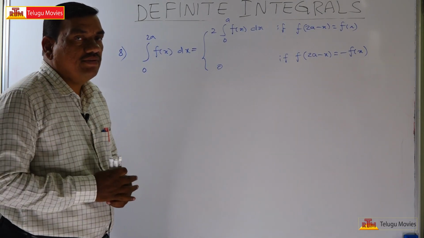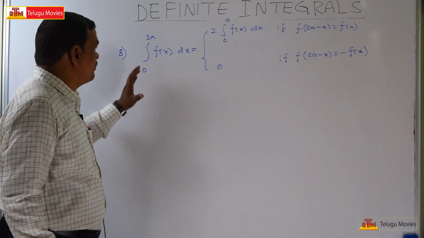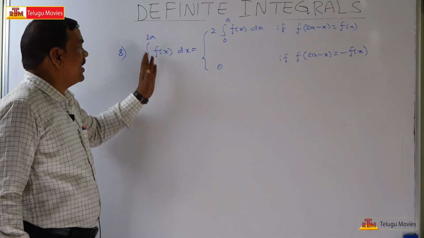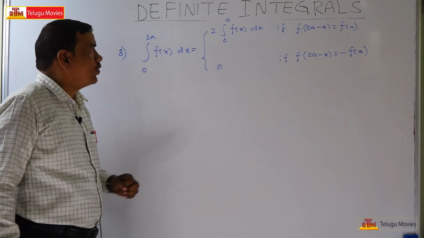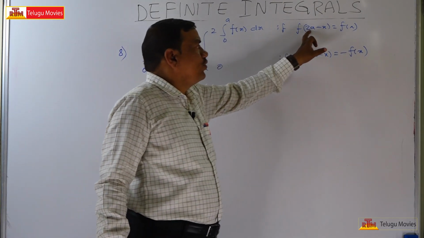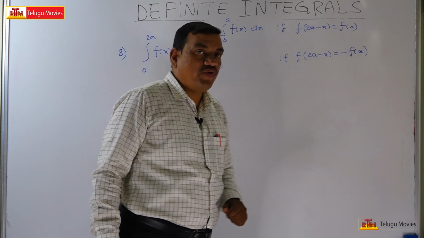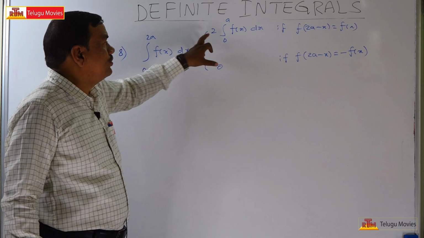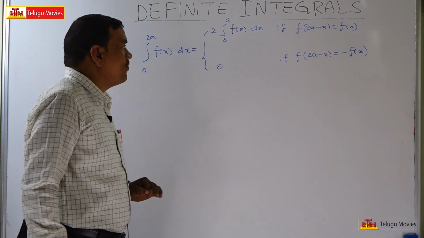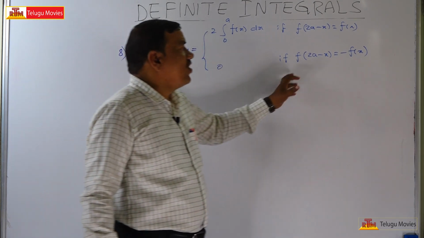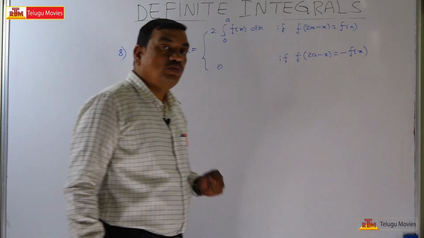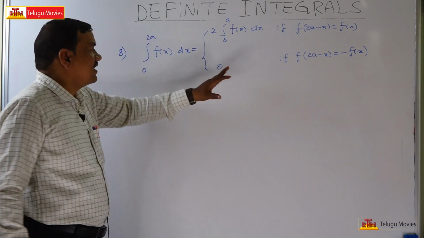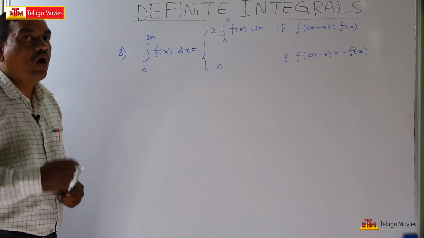Dear students, welcome to this property. So this property is integral 0 to 2a f of x dx is equal to, if f of 2a minus x is equal to f of x, then this integral value is equal to 2 times 0 to a f of x dx. If f of 2a minus x is equal to minus f of x, this integral value will become 0.